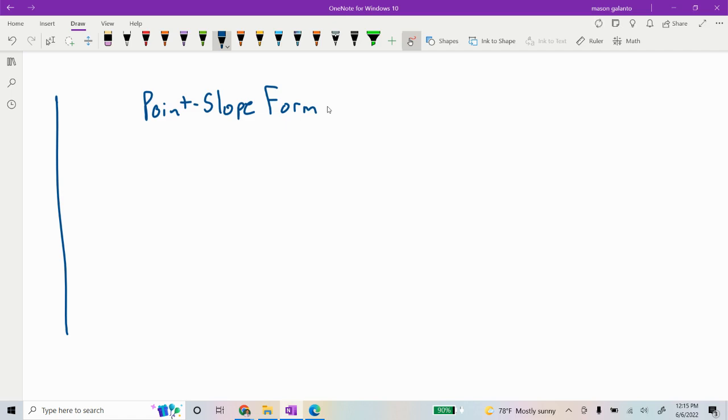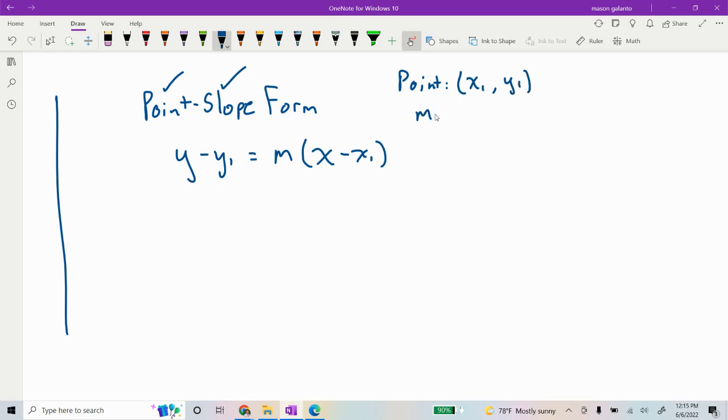So in this particular case, point-slope form takes on the form of y minus y1 is equal to m times x minus x1. And again, we are given a point and a slope. Our point is x1, y1. And again, slope is m.